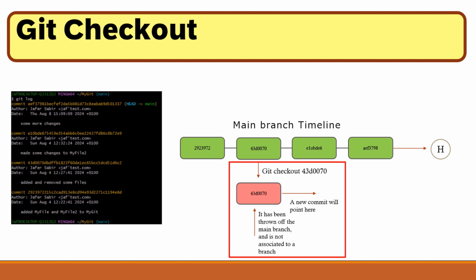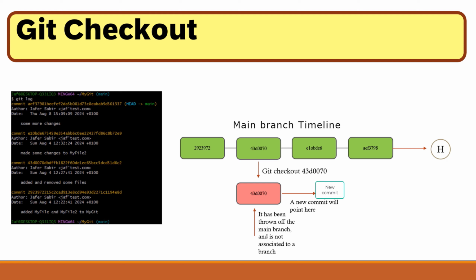So what we can see is if I do a git checkout and we use the 43D0070, the second commit in our timeline, which is on the left, is added and remove some files. This in effect takes you out of the main branch timeline. So in effect, it's being thrown off the main branch and it's not associated to any branch. And if we do a new commit, it will point to the end of this commit. So it's not associated to any branch.